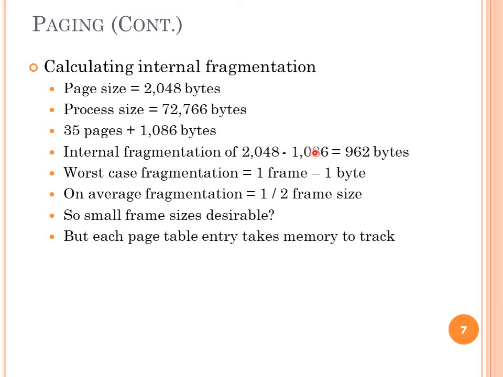2048 minus 1086, so the whole size is 962 bytes. In the worst case, one frame can be wasted in paging technique. That is, in the last frame it may consume only 1 byte, but we have to allocate 1 frame for it. On an average, in paging technique, half a frame is wasted. Then, is it required that you should have small size frames?